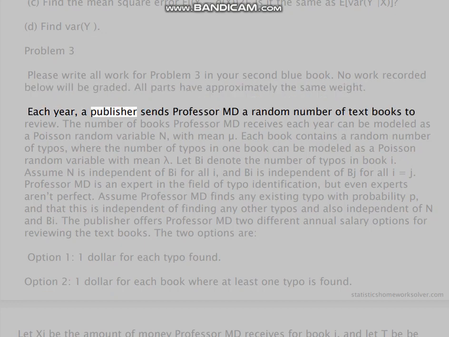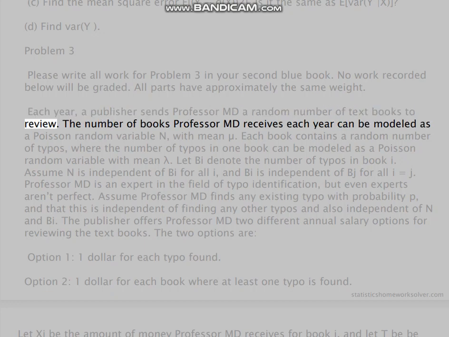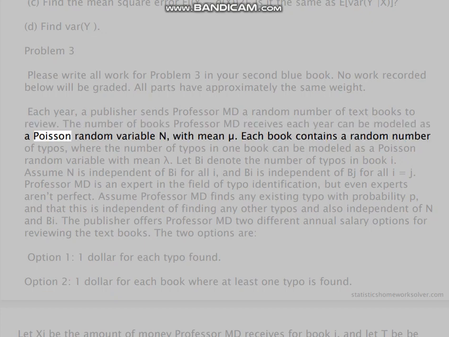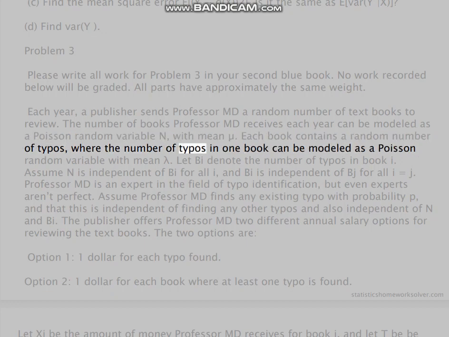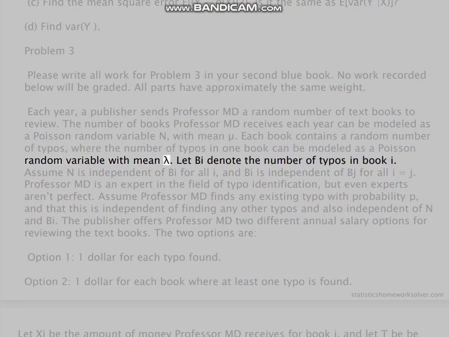Each year, a publisher sends Professor MD a random number of textbooks to review. The number of books Professor MD receives each year can be modeled as a Poisson random variable n, with mean. Each book contains a random number of typos, where the number of typos in one book can be modeled as a Poisson random variable with mean lambda.